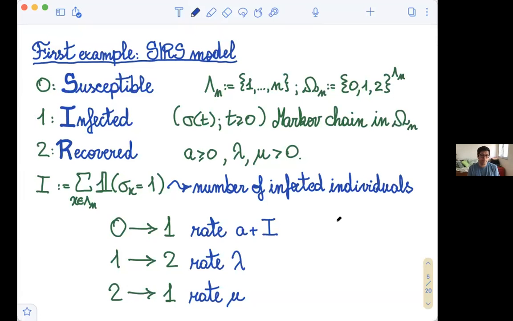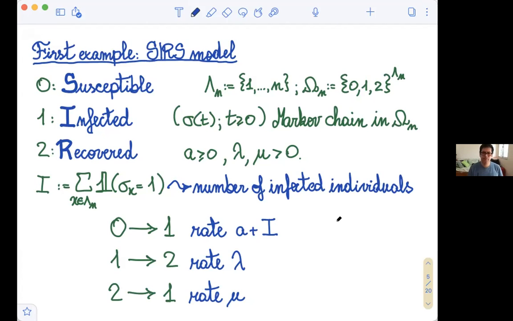So let me explain the SIRS model. These letters have a meaning. S means susceptible, I means infected, and R means recovered. The idea is that we have a population of N individuals, and each one of these individuals can be in one of these states: susceptible, infected, or recovered.